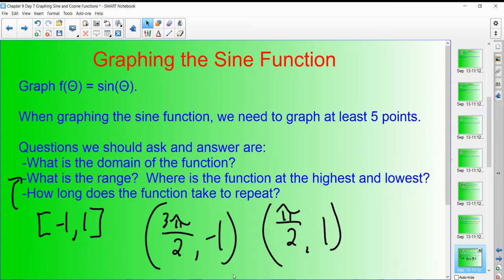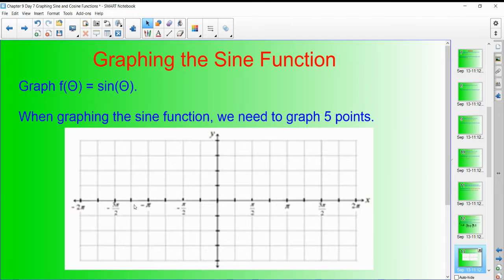And then the full circle is 2 pi, so it's going to repeat every 2 pi radians. We're going to more or less copy and paste the function every 2 pi. It's going to look the same. It's going to do a full wave and then do another full wave. We're generally just going to graph 1, maybe 2 cycles. So this is how we do it. Okay, we need to graph 5 points.